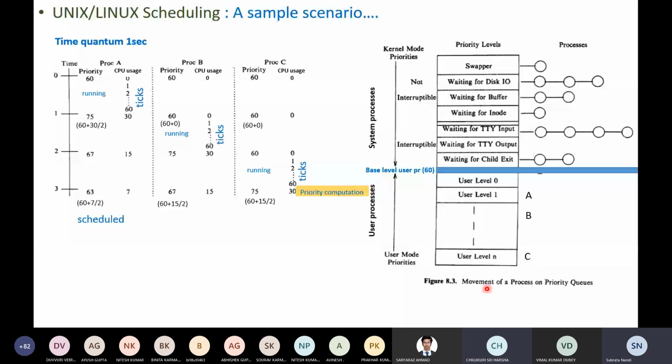Let me just tell you. Let us assume just one process is there, process A. It starts with what priority value? 60. Then it accumulates how much? 60 divided by 2, so it becomes what? 75. So with 75, if nobody else is there, it will be scheduled again, right? Yes, sir. So in the next time step, what will be its priority value? 75 plus 7.